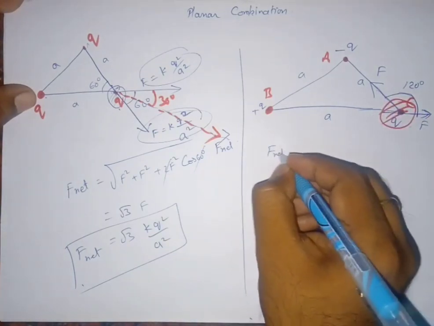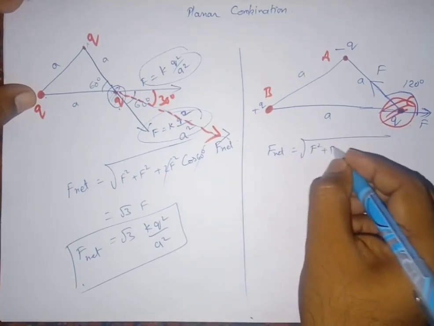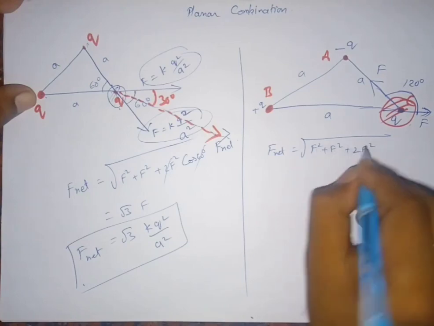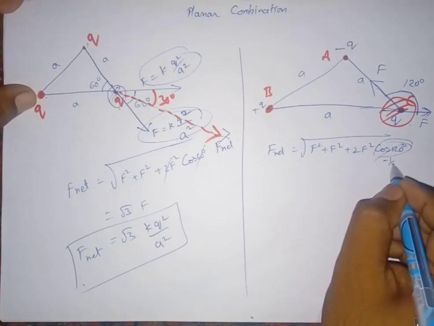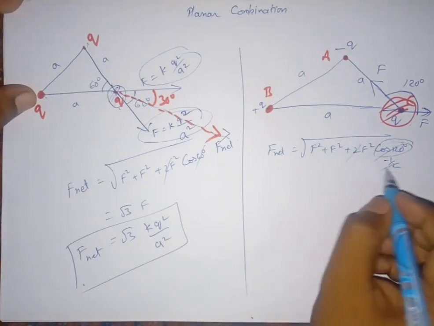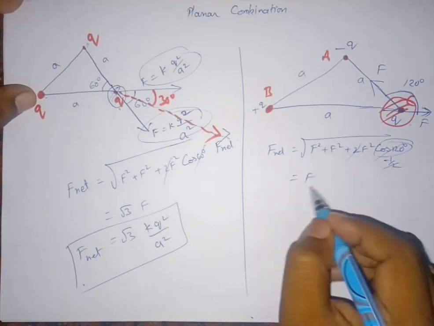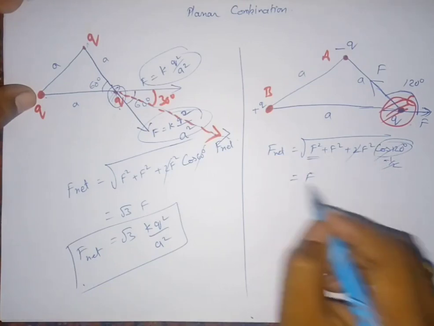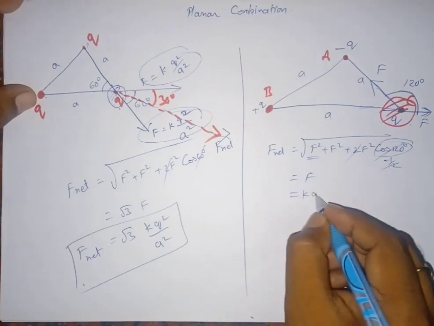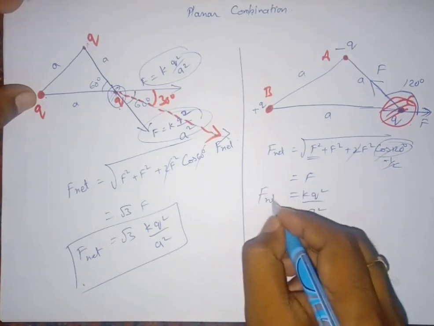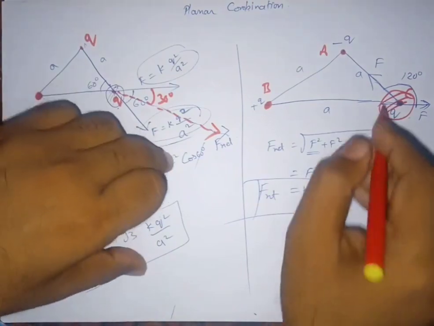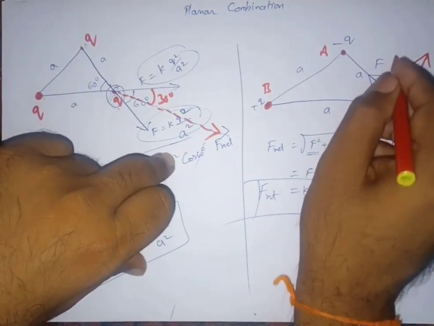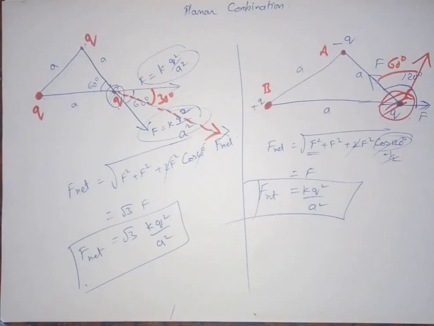Now write the net force, which is equal to root over f square plus f square plus 2f square cos 120, according to the parallelogram law. Cos 120 is minus 1 by 2. So this 2 and 2 get cancelled. This is minus f square, and that cancels with this, and finally only f square is left. Root f square is f, which is equal to kq square by a square. That's the net force. And what is the direction of this net force? The direction of this net force is going to be exactly in between, making 60 degrees here, bisecting the angle.